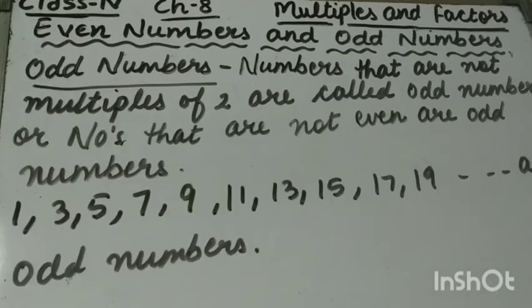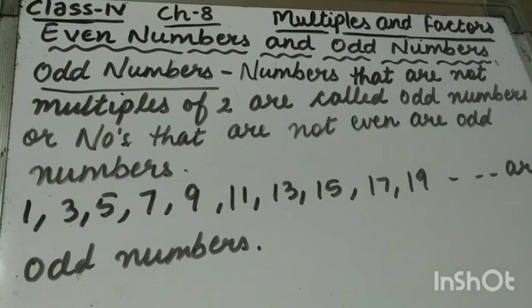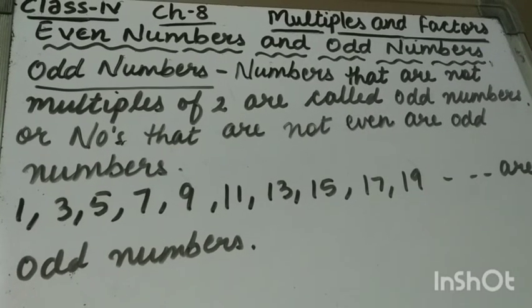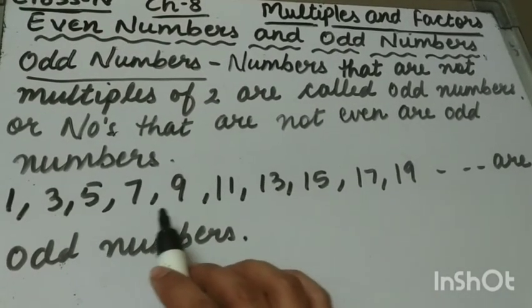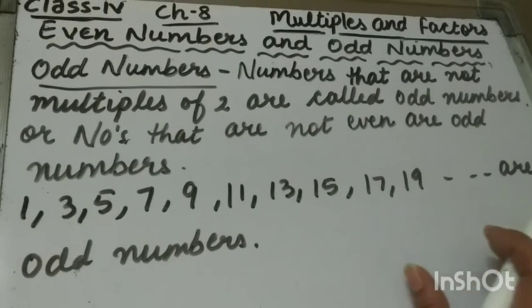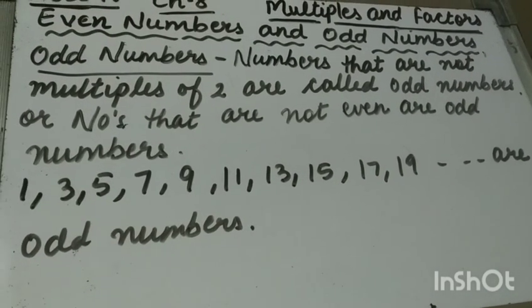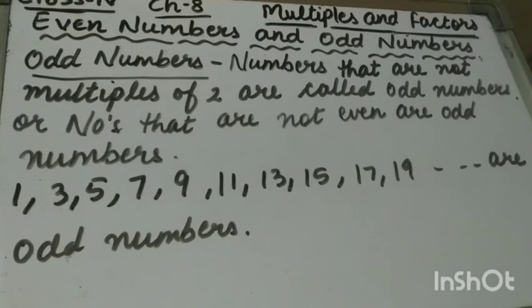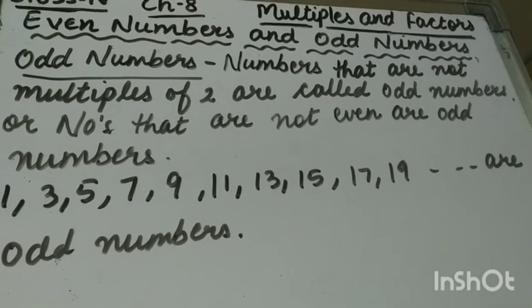Next is odd numbers. Odd numbers are the numbers that are not multiples of 2. Okay, odd numbers are the numbers that are not multiples of 2, or you can say the numbers that are not even are called odd numbers. See, 1, 3, 5, 7, 9, 11, 13, 15, 17, 19. All these numbers are odd numbers. So what we have learned from these odd numbers and even numbers is that all counting numbers are either even or odd. Okay, our counting numbers will be either even or odd.